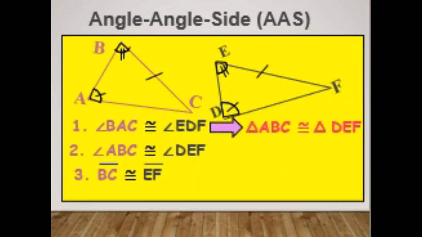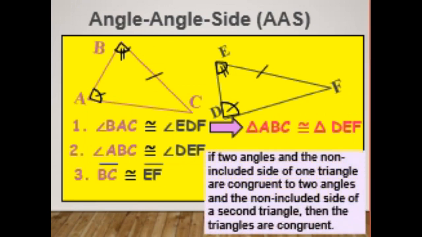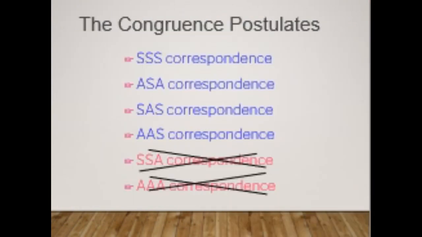Always remember that angle-angle side or AAS states that if two angles and the non-included side of one triangle are congruent, just to summarize, we only have four congruence postulates: SSS, ASA, SAS, and AAS. Remember, SSA correspondence does not work. The same with AAA correspondence. Okay?